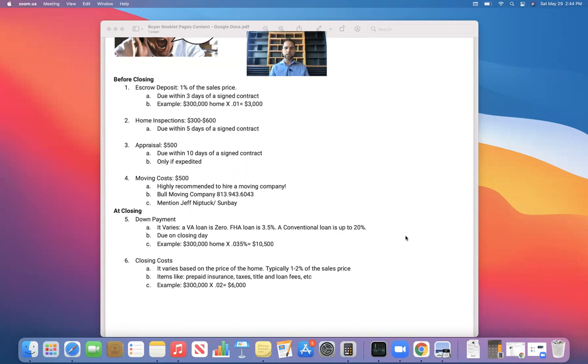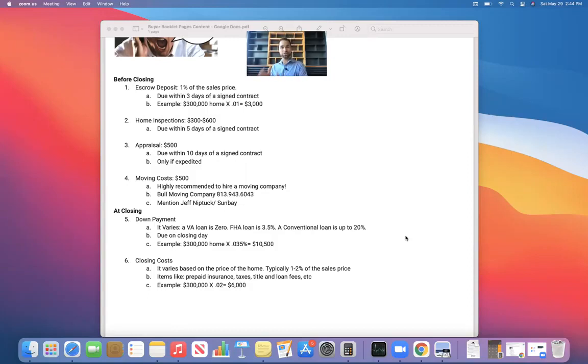Now, at closing, this is roughly 30 to 45 days after signing the contract. The money that you're going to have is going to be broken down into two layers. You're going to have the down payment. If it's a VA loan, it's zero. If it's an FHA loan, 3.5%. A conventional loan is up to 20%. So if you buy a $300,000 home with an FHA loan, about $10,500 you're going to need.